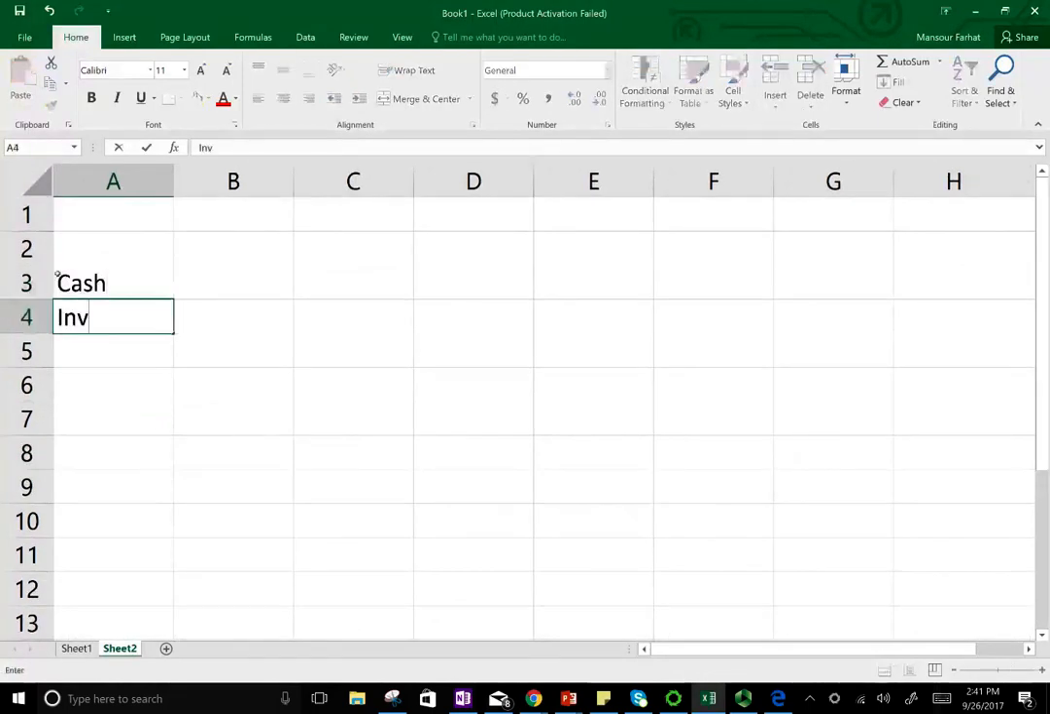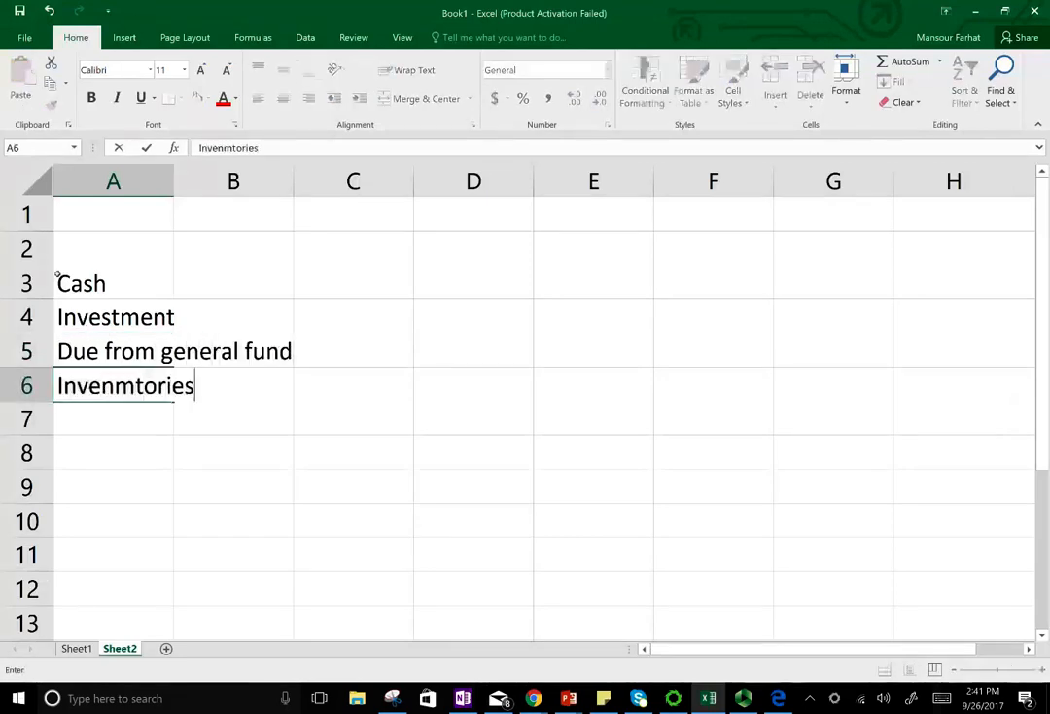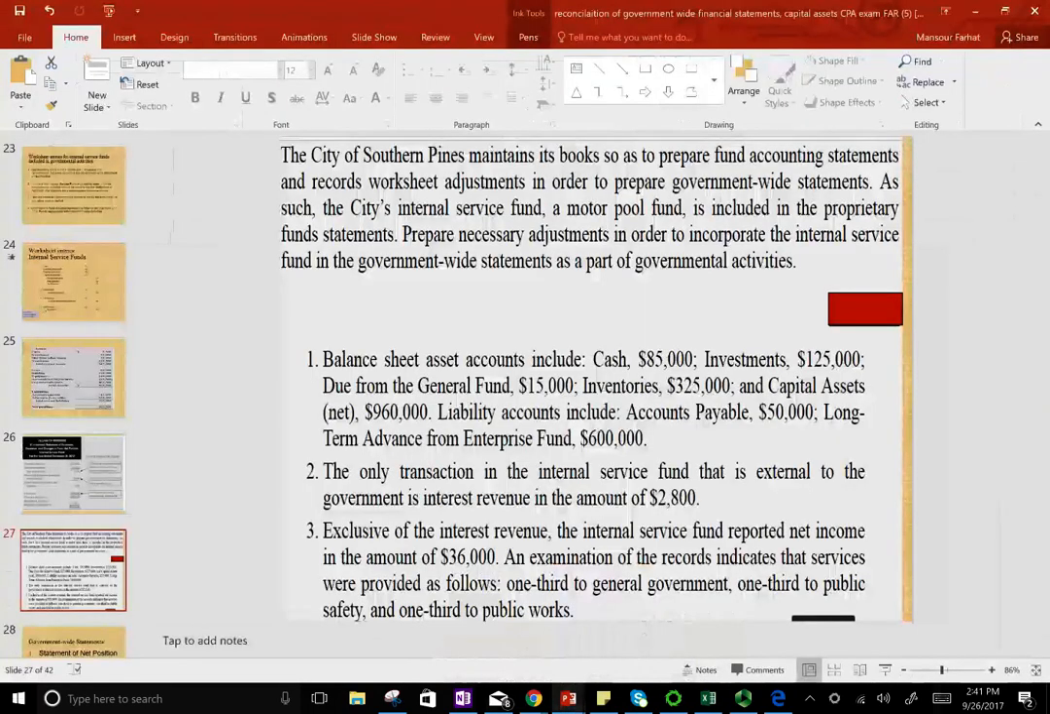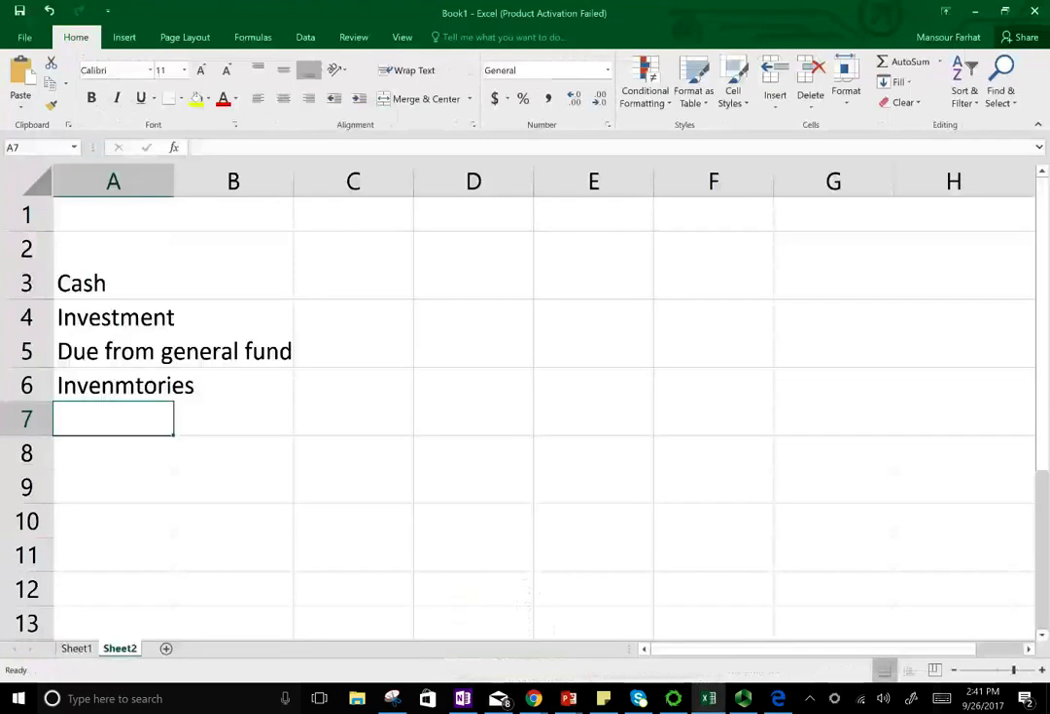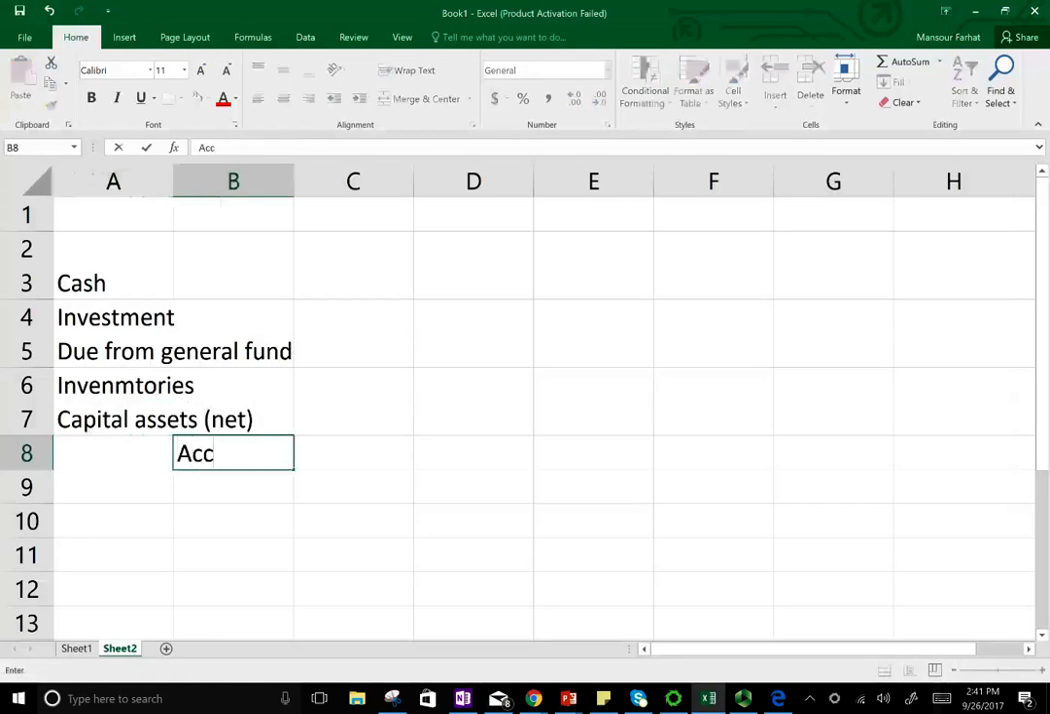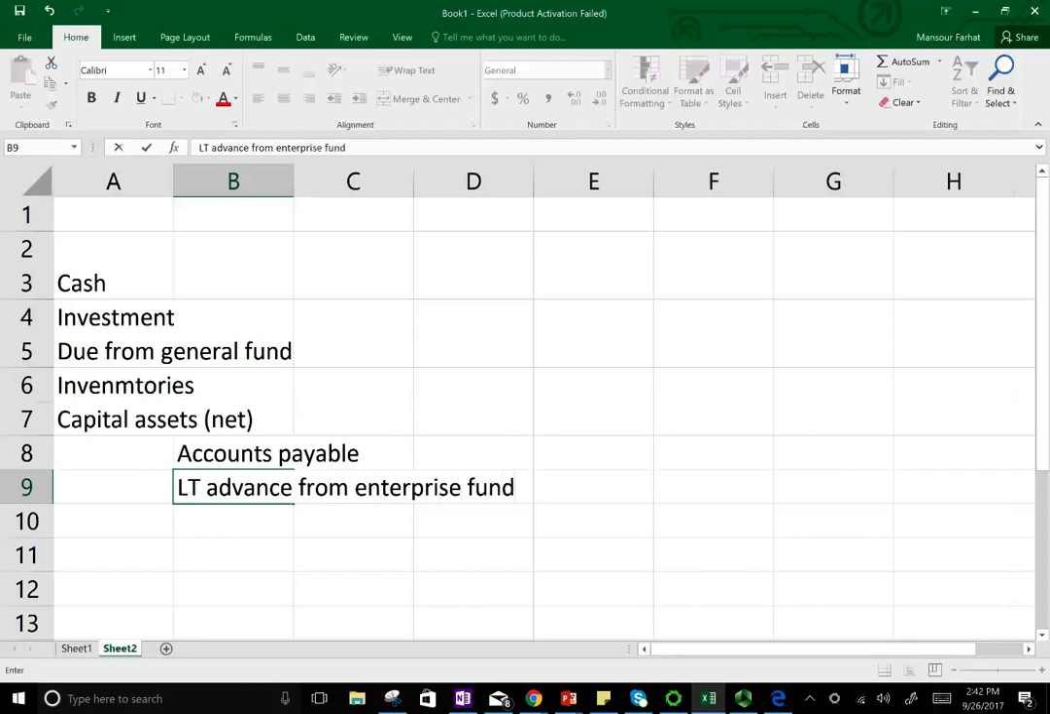I'm going to debit cash. They have investments. They have due from general fund. They have inventories. And they have, let's see, what else did they have? They have capital assets, net, which is property, plant, and equipment, net of accumulated depreciation. Also, they had accounts payable, and they had long-term debt, a long-term advance from the enterprise fund. Okay, so let's go ahead, debit the assets and credit the liabilities.